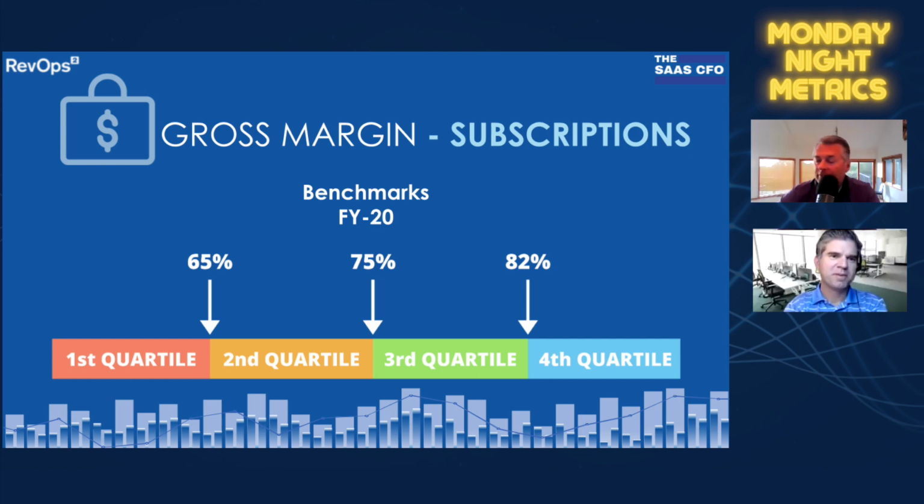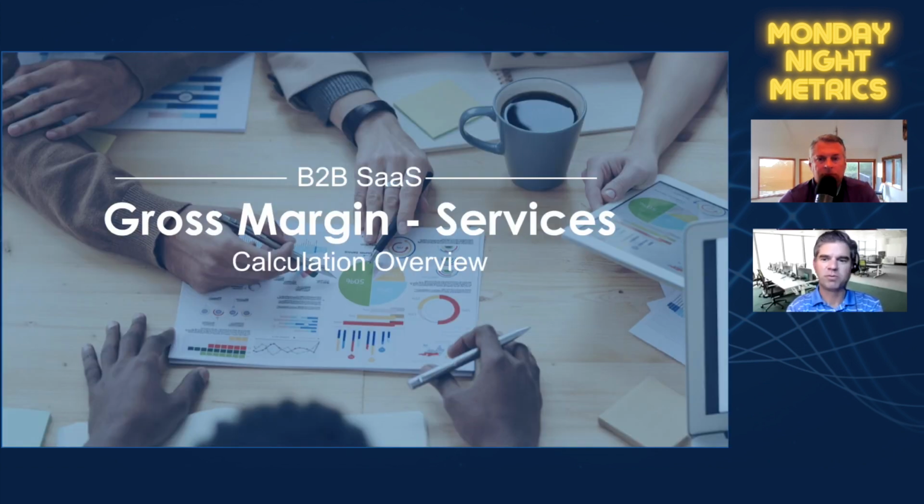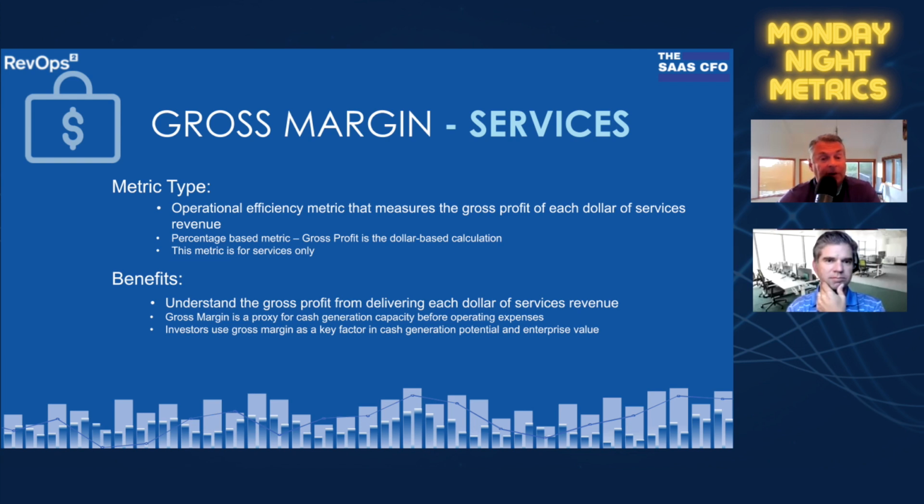Yeah, I've worked in businesses where we've had recurring margins close to 90%, so it is doable to have margins that high. But your recurring revenue margin, your subscription revenue margin, most likely is going to be above your overall blended gross margin. And then we'll go into services, and I think this might be a little bit repetitive, but let's talk a little bit about why services gross margin is so important to calculate, Ben.